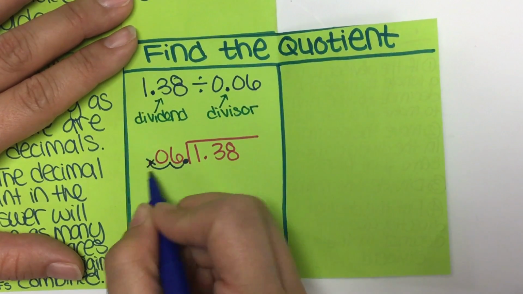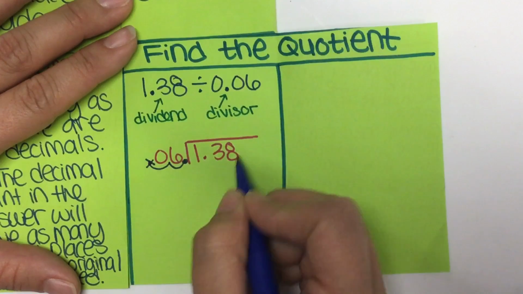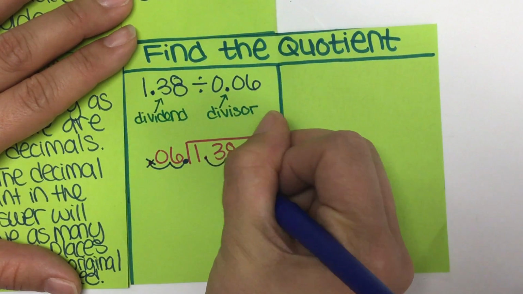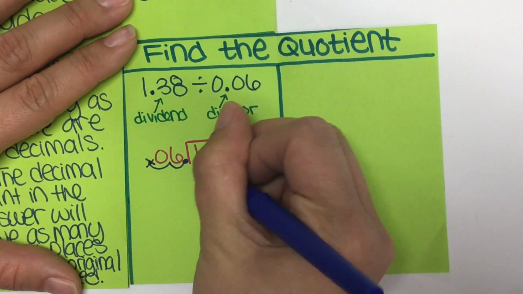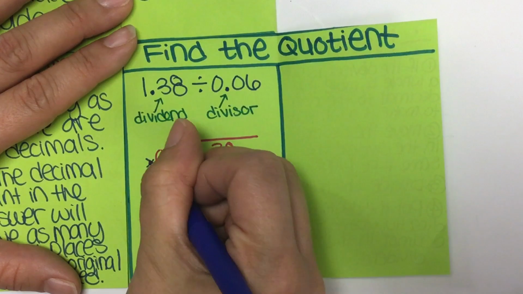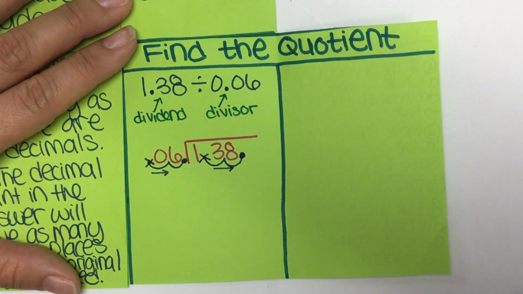I like to X out this decimal so I don't accidentally think that that's still there. Whatever I do to my divisor, I must do to my dividend. So I'm going to move this decimal and multiply it also by 100 by moving that decimal twice to the right. So I have moved both of these decimals twice to the right to make those whole numbers. Now I can just divide.